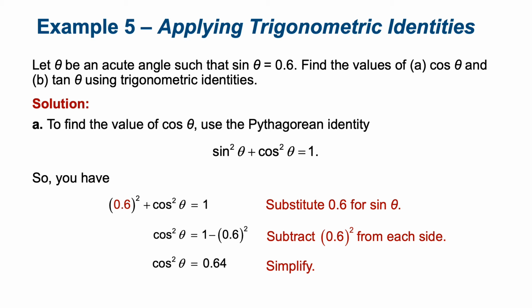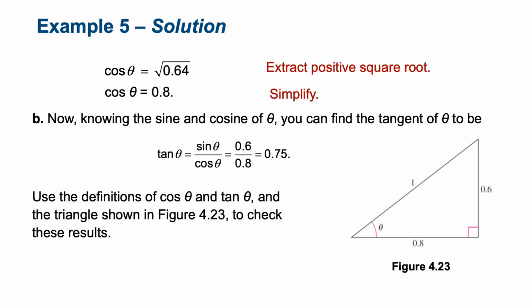And then, of course, the next thing you would do, we know it would be to take the square root of both sides, right? So then you would have cosine of theta is equal to the square root of 0.64, which is 0.8. So now that we know what sine of theta and cosine of theta is, we can easily find tangent, yeah? And tangent of theta is just y over x, right? So that's 0.75. So see here, here's a triangle. So you have theta, tangent would be 0.6 over 0.8, and that's 0.75, okay?